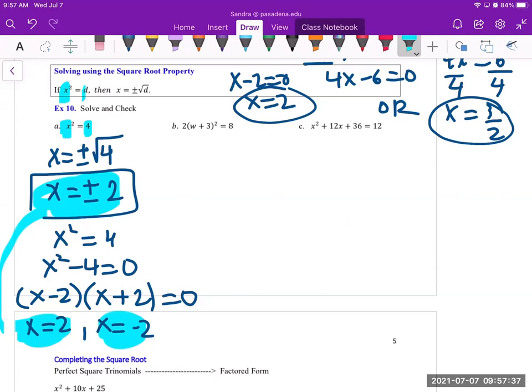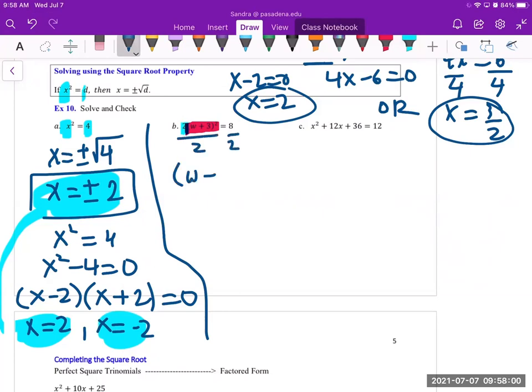Now let me go ahead and move on to example 2. For example 2, as you can see, we do have a squared, but be careful because this squared is this one right here, not the 2. I have to get rid of that 2 that you see right there, so I'm going to divide by that 2 first. And then I get w plus 3 squared equals 4.